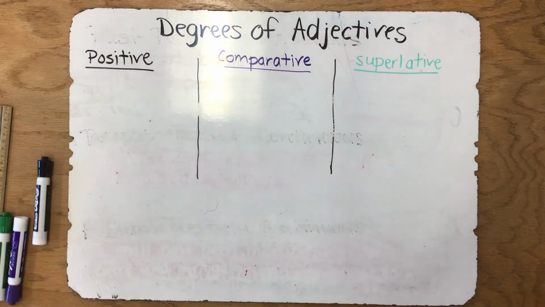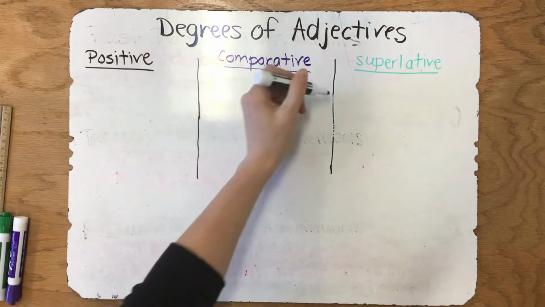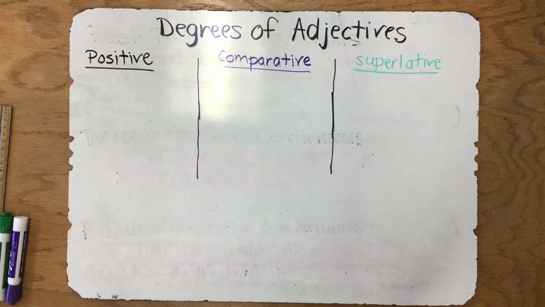Hello, fourth graders. Today I'd like you to get your notebook, your language notebook, and a pencil, and I would like you to set up a chart that looks just like mine here. If you need to pause to do that, which you probably do, please do so now. When you have your chart ready, we can begin.